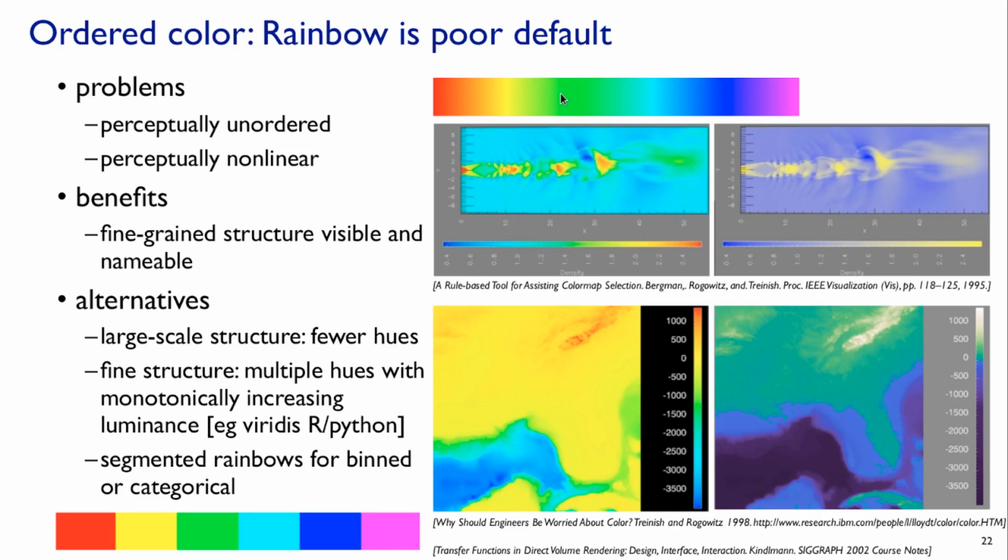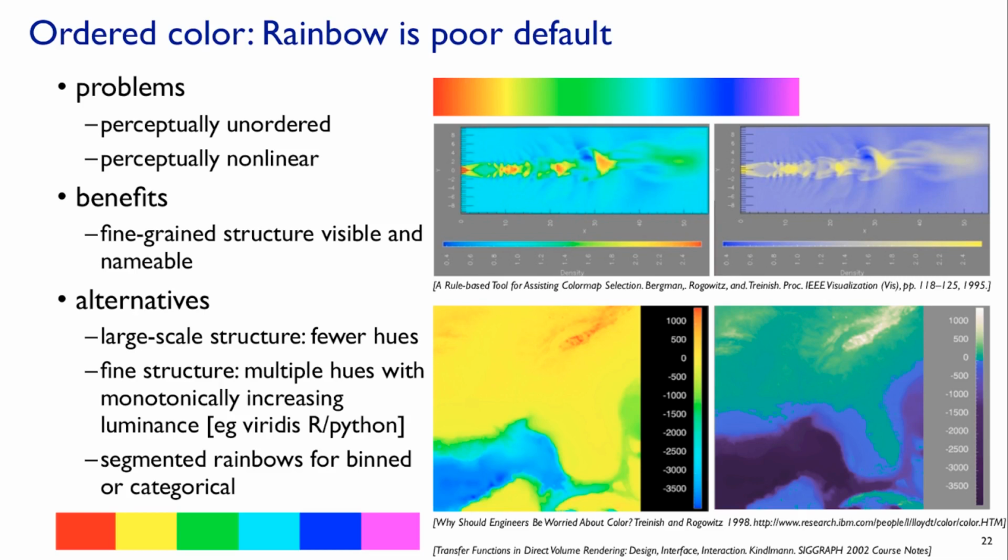What that means is, if you look at the luminance, it goes from dark to light here at the yellow, and then a little bit darker again, and then light here at the blue, and then darker, and then lighter. See, it goes up and down in terms of luminance. So it's not perceptually linear. The benefit of the rainbow scale is that, sure, fine-grained structure is visible and nameable, meaning you could look at this and say, oh, look at the orange regions.